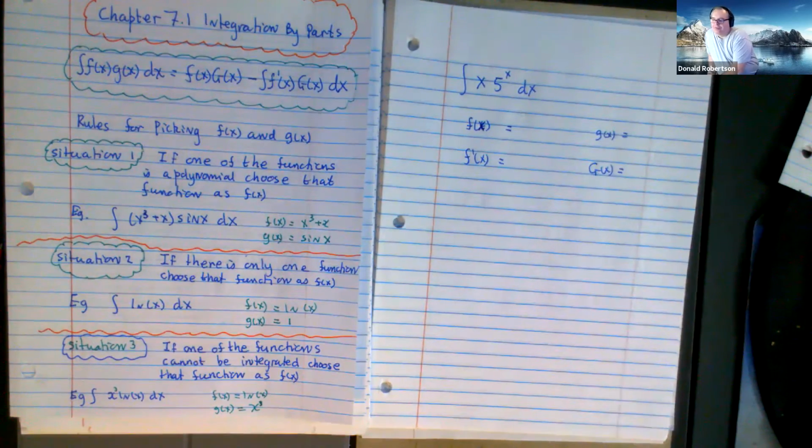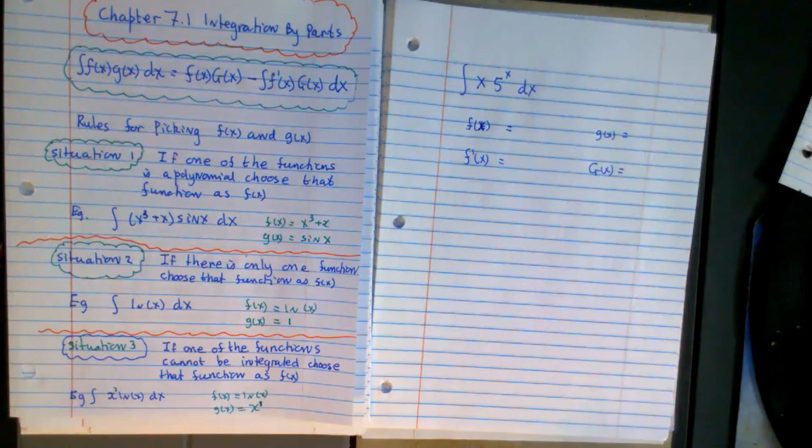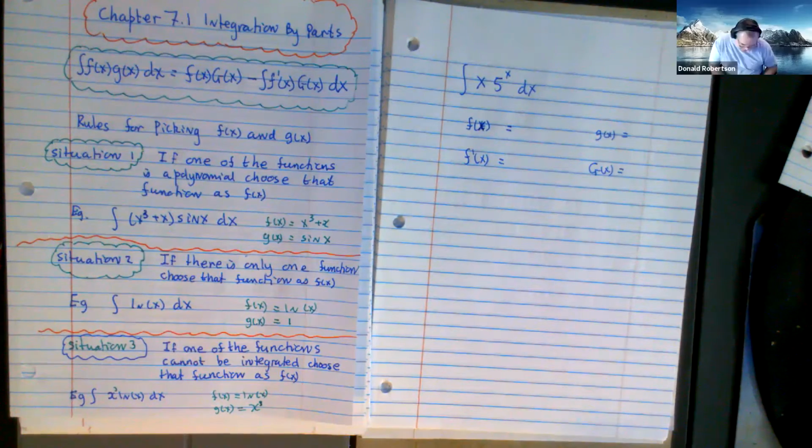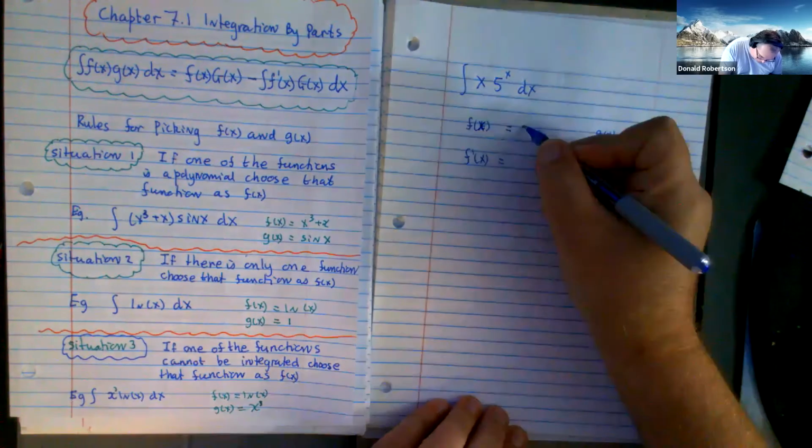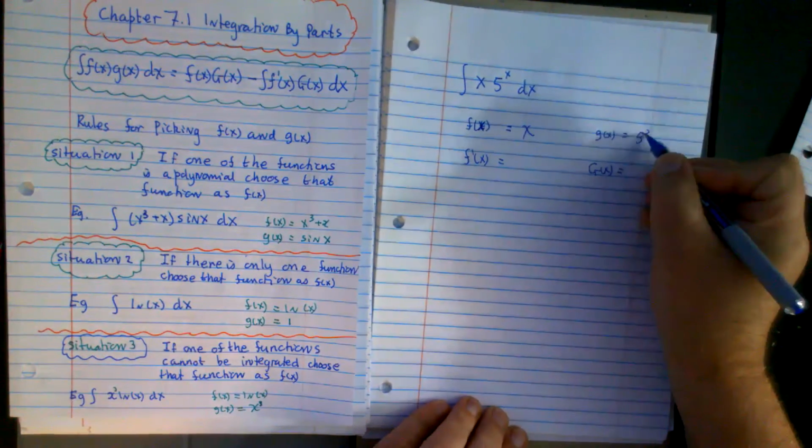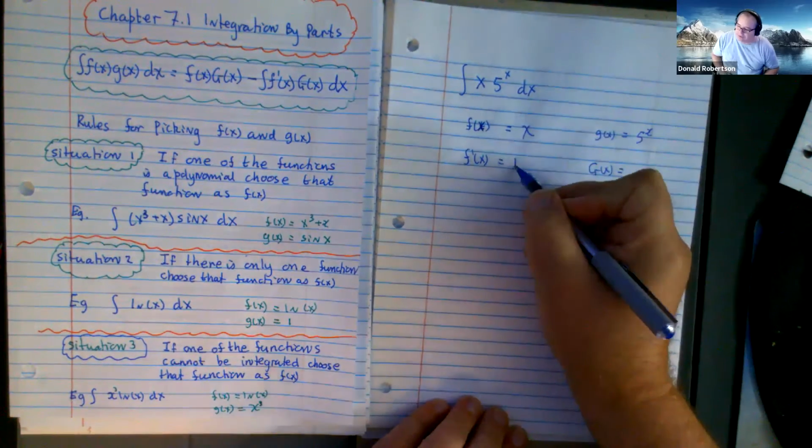Who are you going to pick as f of x? Got to pick somebody. So who are you going to pick? Would you pick just x? Yes. Now, differentiate that guy, you get 1.